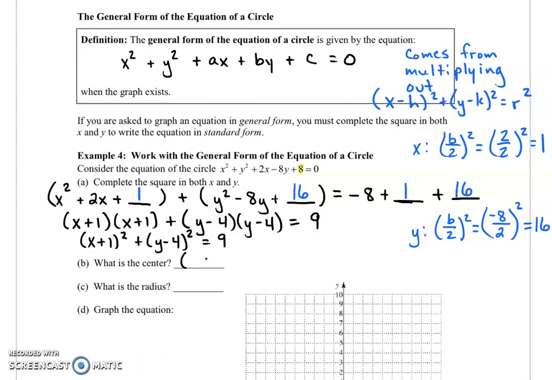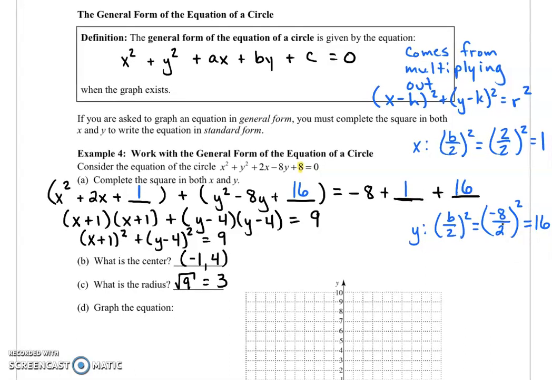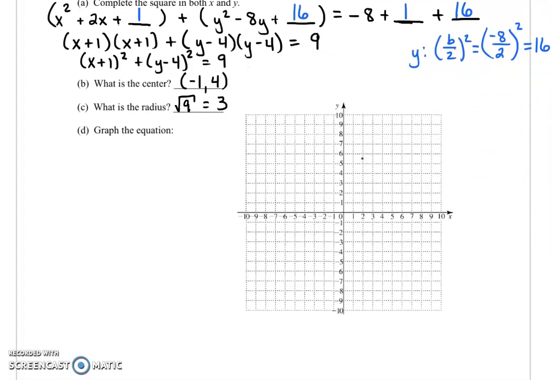So our center is -1, 4, based on x plus 1 and y minus 4. And the radius is the square root of 9, which is 3. And then to graph that, we do just like we did before. Plot the center, so -1, 4 is right there. And our radius is 3. So we go up 3 from the center, down 3, right 3, left 3 from the center, and then you just have to try and make a circle out of those points. And that's all there is to it.